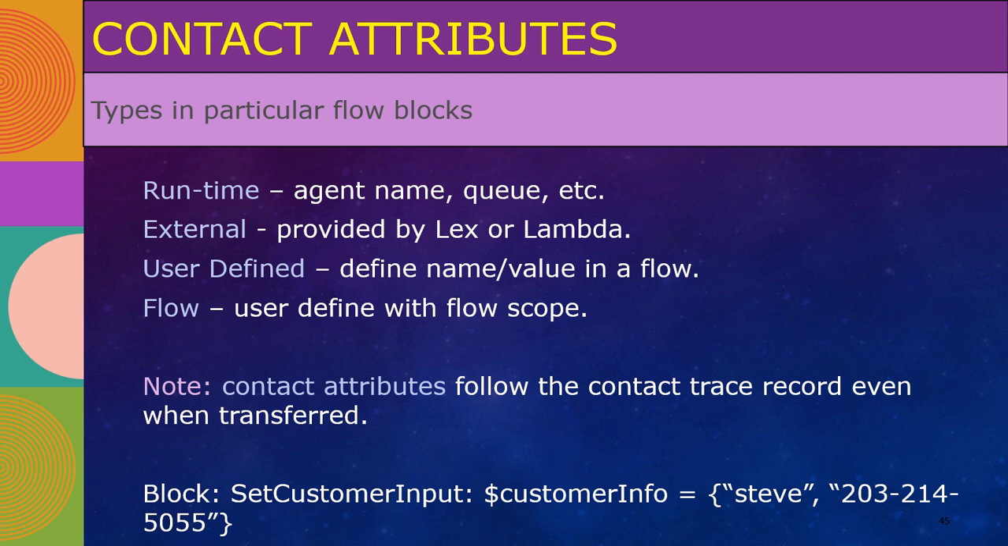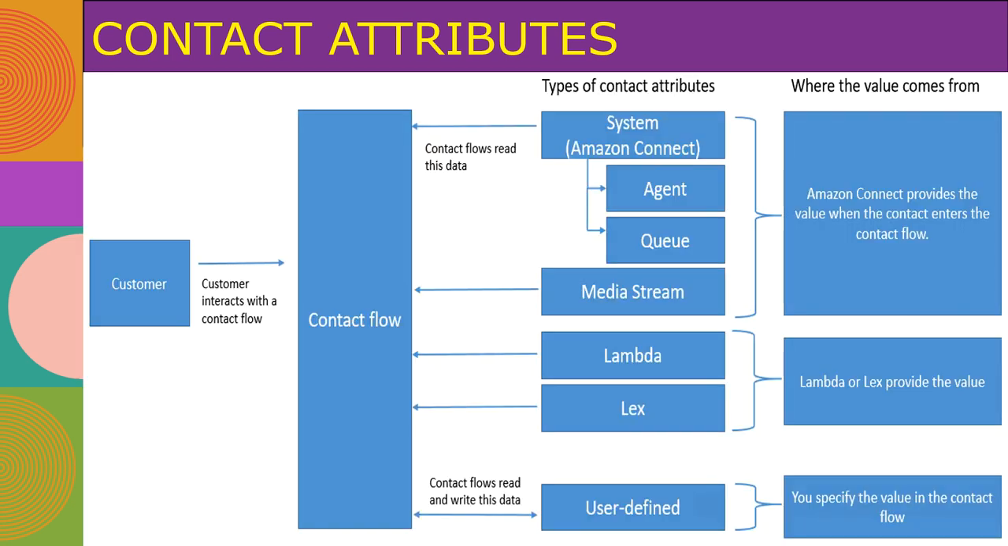So in a block, let's suppose I use a defined variable, and I define it $customerInfo with Steve with a phone number, and I'll be able to reference this variable in a Lambda function. I have to make sure we're compliant with PII and all the compliance standards, but just pointing that out. So let's go one step further.